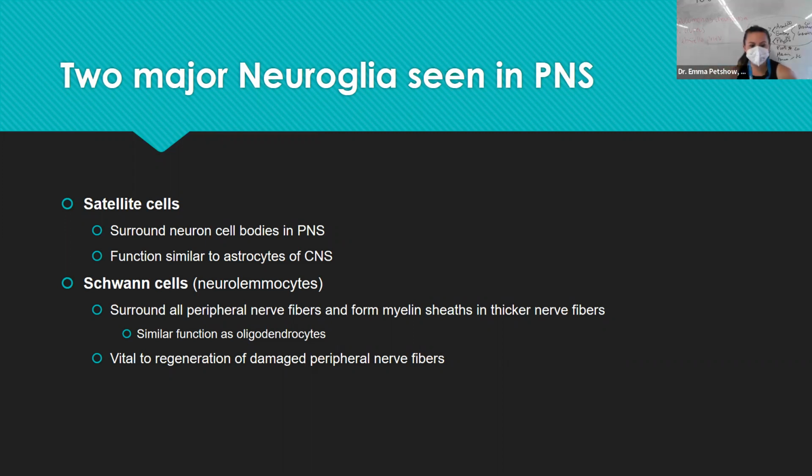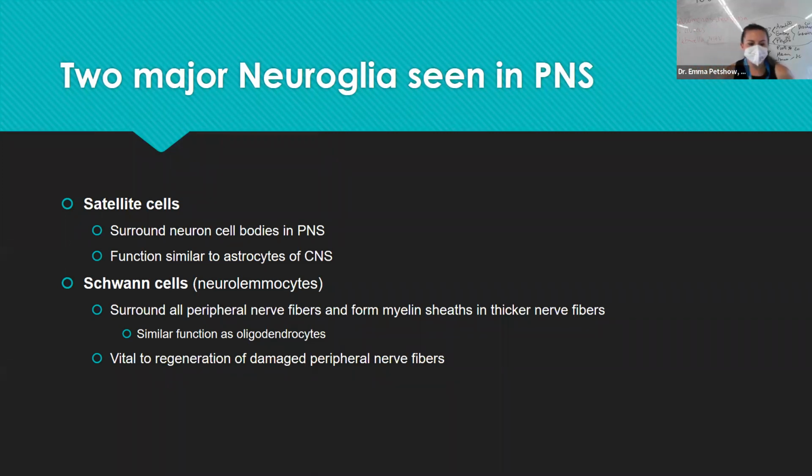So we have satellite cells. You could think of them as the astrocytes of the peripheral nervous system. They have a similar structure and similar function. They're going to surround neuron cell bodies in the peripheral nervous system. They're going to help with that structural support and that communication between neurons and blood. You could think of satellite cells in the peripheral nervous system and astrocytes in the central nervous system.